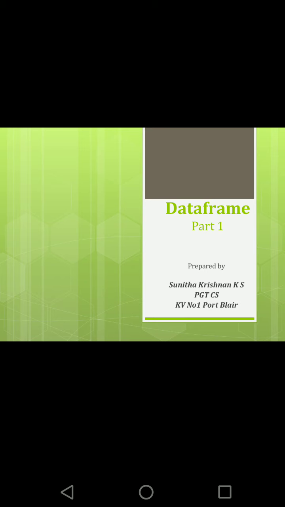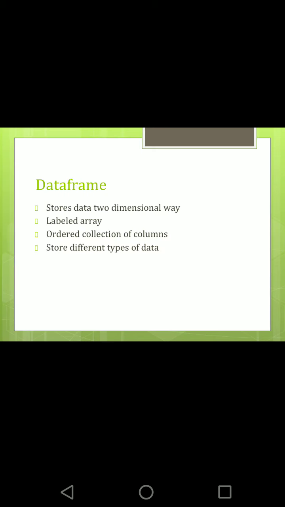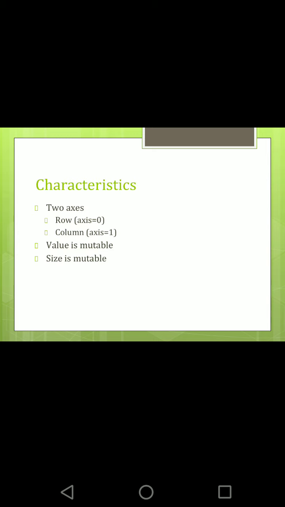So data frame is actually a two-dimensional array. It is a labeled array, which means that it has rows as well as columns which are labeled, and it's an ordered collection of columns, and it stores different types of data. Different types of data means it can have numerical data, string data, date data, etc. The main characteristics are it has two axes, that is rows as well as columns. Row is known as axis 0, column is known as axis 1. The value is mutable as well as size is also mutable.